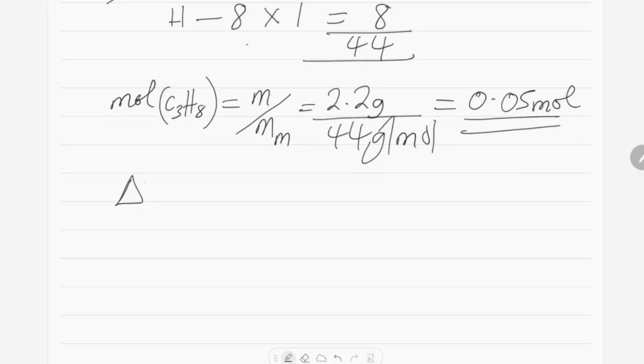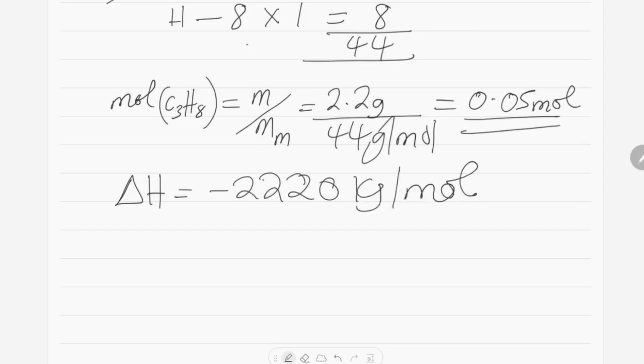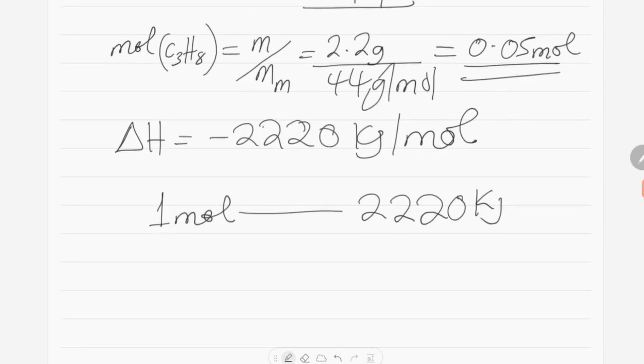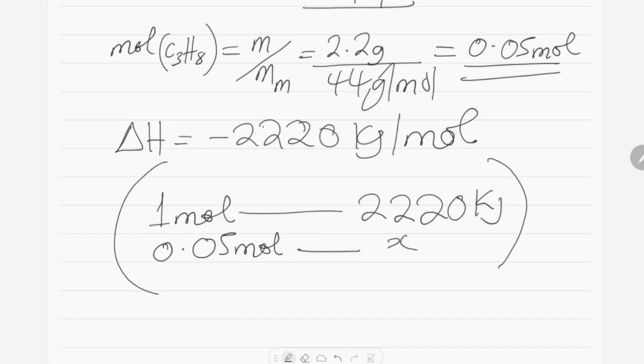Remember, our delta H for the reaction is equal to negative 2,220 kilojoules per mole, meaning that 1 mole gives us 2,220 kilojoules of energy. How about 0.05 mole? This will give us X. To find the value of X, you cross multiply. Don't put X, it means you have cancelled your work. Just cross multiply.